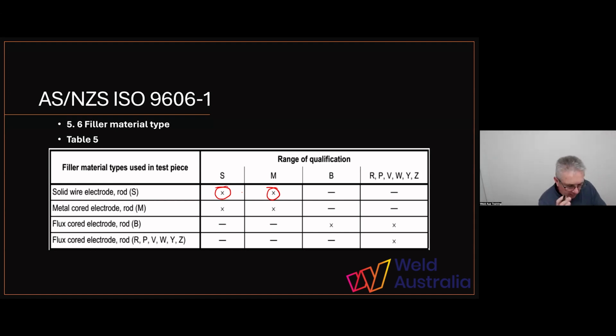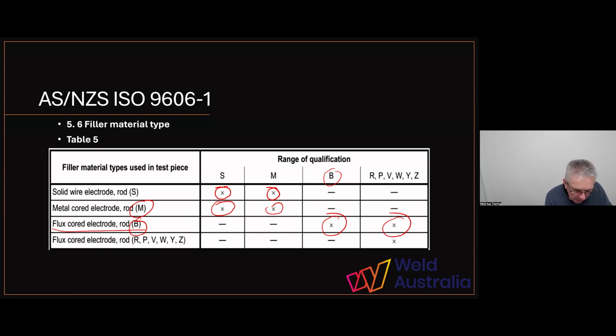Only metal core though. We're not covered for the basic or the rutile type flux core wire here. If we've done it with metal core, naturally we're only covered for that and that. Let's say we've used flux core rod with basic. It means now we're covered for that, but also these other flux coatings in our flux core electrodes are also covered.